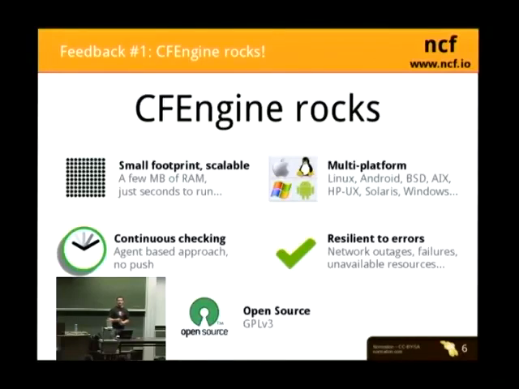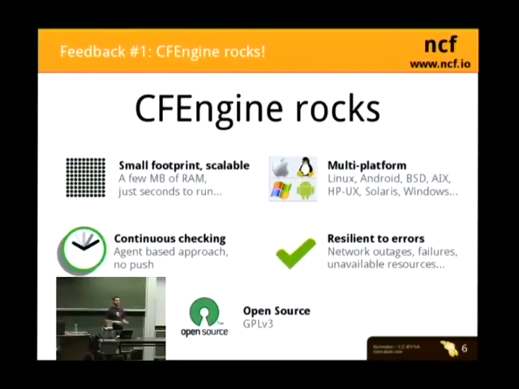It's an agent-based approach. You don't need to connect over the network to get CF Engine to do stuff. It's there, it's sitting there as a daemon or an agent that runs. It's local, it's powerful. And because it's lightweight, it runs every 5 minutes, 24 hours a day, so you can get things done quickly. It's resilient to errors, no network, it's fine, it continues.